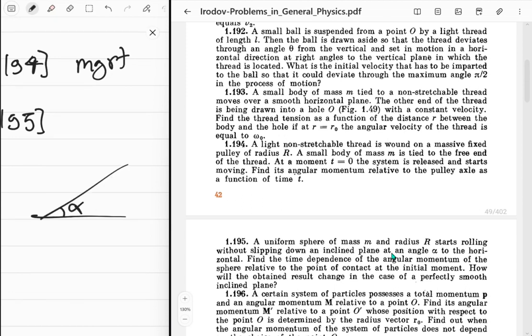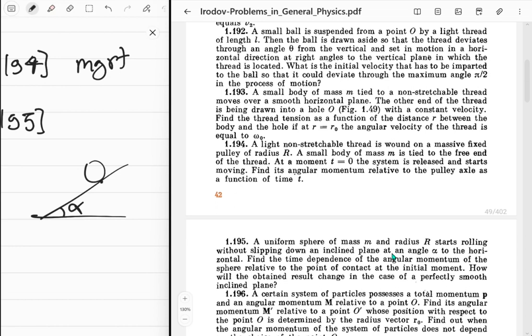So it's a uniform sphere. Find the time dependence of the angular momentum of the sphere relative to the point of contact at the initial moment. So this point. How will the obtained result change in case of a perfectly smooth inclined plane? Oh, so this case is just like a rough incline or whatever.